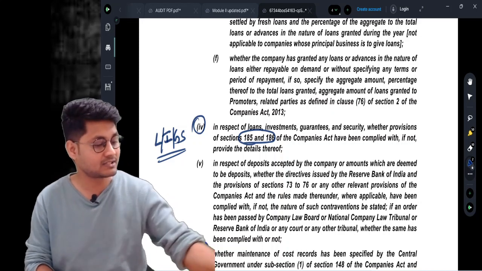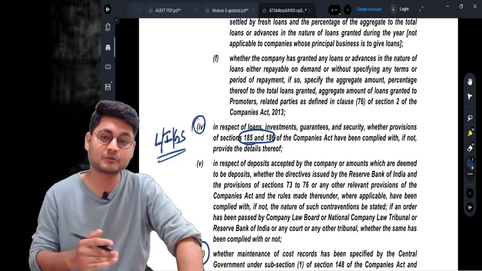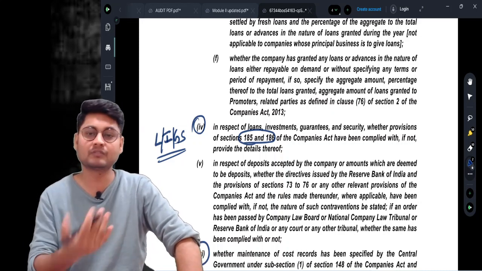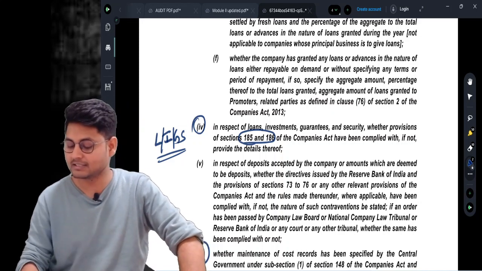There are two sections, 185 and 186 of the Companies Act 2013, where they impose certain restrictions on the loans to be provided by the company to someone else, to any person or a body corporate. So, this is what it is.